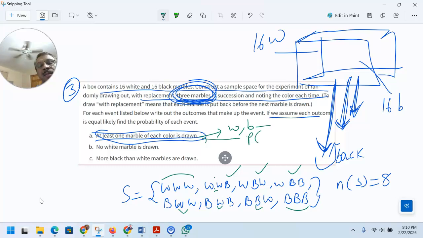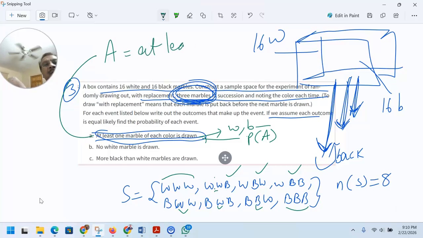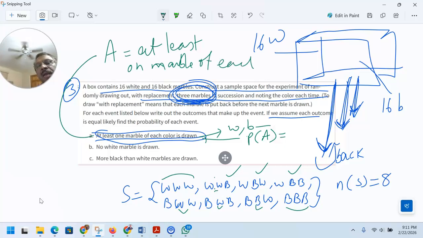So the probability of at least one of each color, I'll call this event A. At least one marble of each color, right? So when you write this, it is n of A. So how many are there? And you can see I already tick marked there. There are 6 of them, 6 out of 8, which is 3/4.